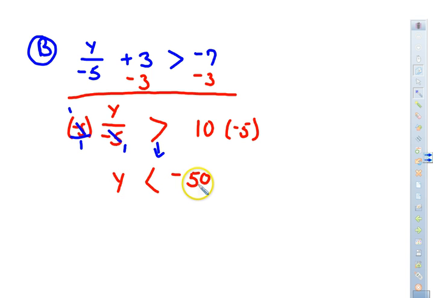It says y is less than negative 50, so you can pick any number that you want that is less than negative 50, and you can plug that in. So let's say negative 55. Okay, and a negative 55 divided by a negative 5 is going to give me an 11. Okay, goes into it 11 times. And so 11 plus 3 equals 14. And is 14 greater than negative 7? Yes, it is. Okay, so that's checking your solution.